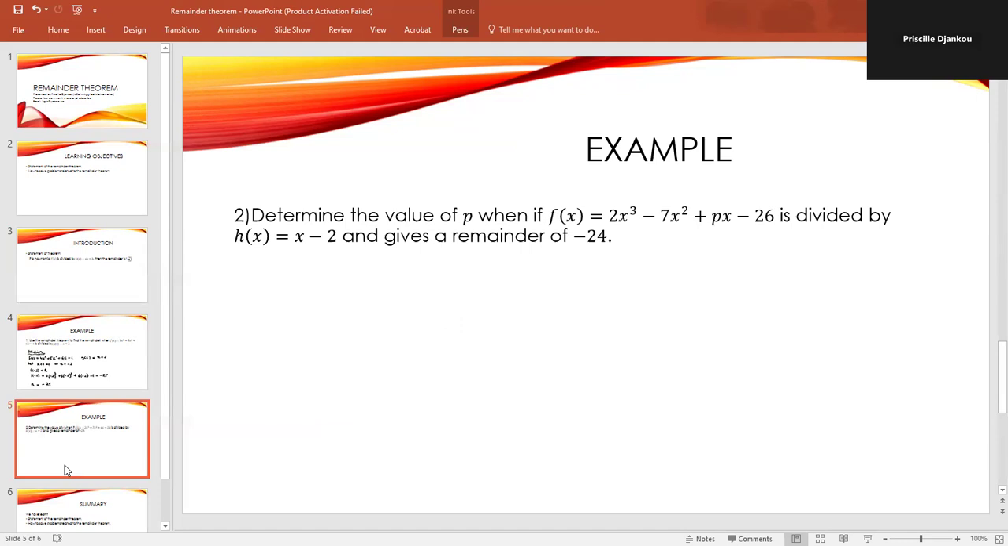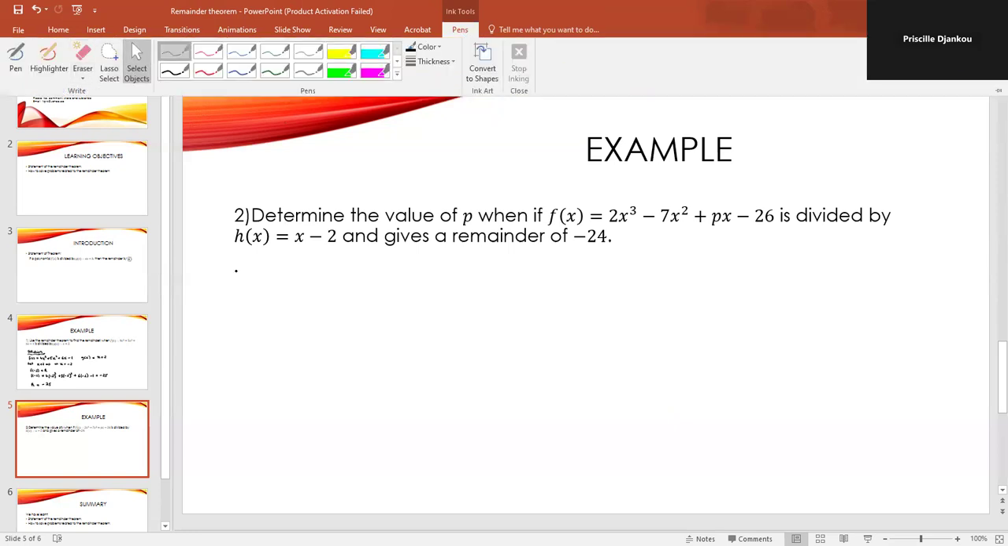Now, the second example here, we are asked to determine the value of p when f of x equals 2x cubed minus 7x squared plus p times x minus 26 is divided by h of x equals x minus 2, and the remainder we obtain is minus 24. So we have here the remainder. We are now asked to find the value of the unknown in the expression of the function f of x. We are looking for p. So remember the theorem, let's have the solution here.